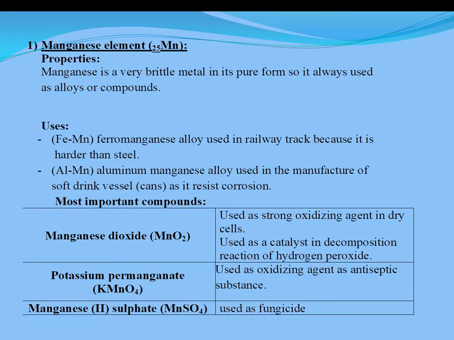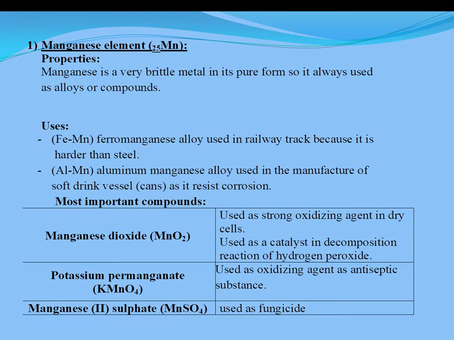Manganese element. Manganese is Mn25. So the properties of manganese: it's a very brittle metal in its pure form, so it's always used in alloys or compounds. For example, ferromanganese alloy, which is composed of iron and manganese, used in railway tracks because it's harder than steel.